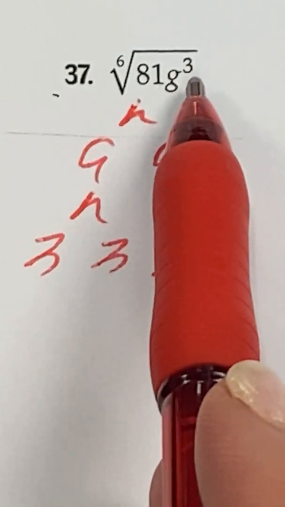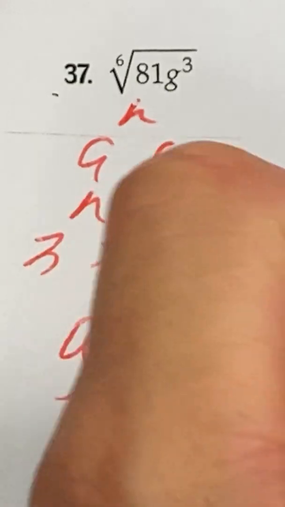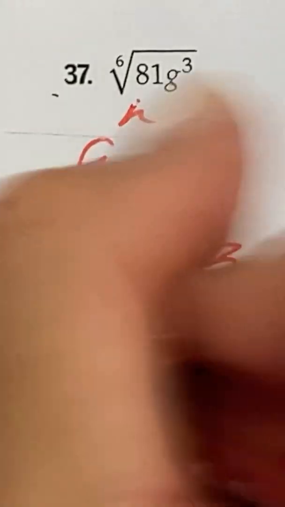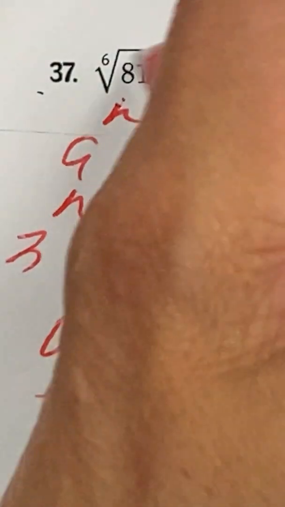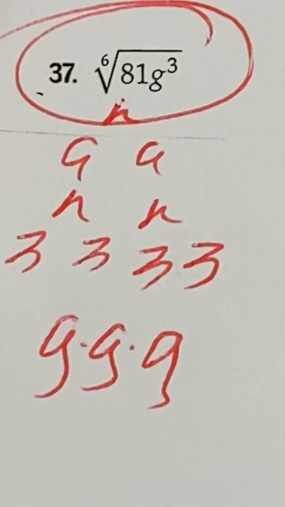What about g to the third? Guys, g to the third is just g times g times g. Are there 6 of them? No. So what's the answer? 81g. This cannot be simplified any farther.